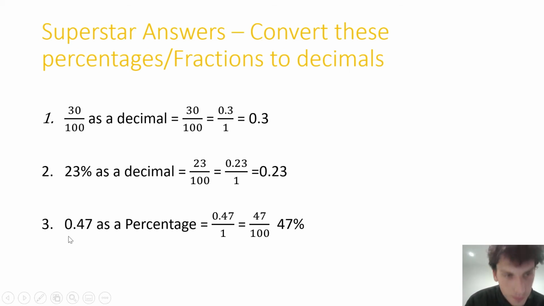And then the third one is the other way, 0.47 as a percentage. Remember, percentage out of 100, so we now need to make our decimal out of 100. So 1 to 100, we times by 100. You've got to do the same for the top. 0.47 times 100 is 47, which is 47%.